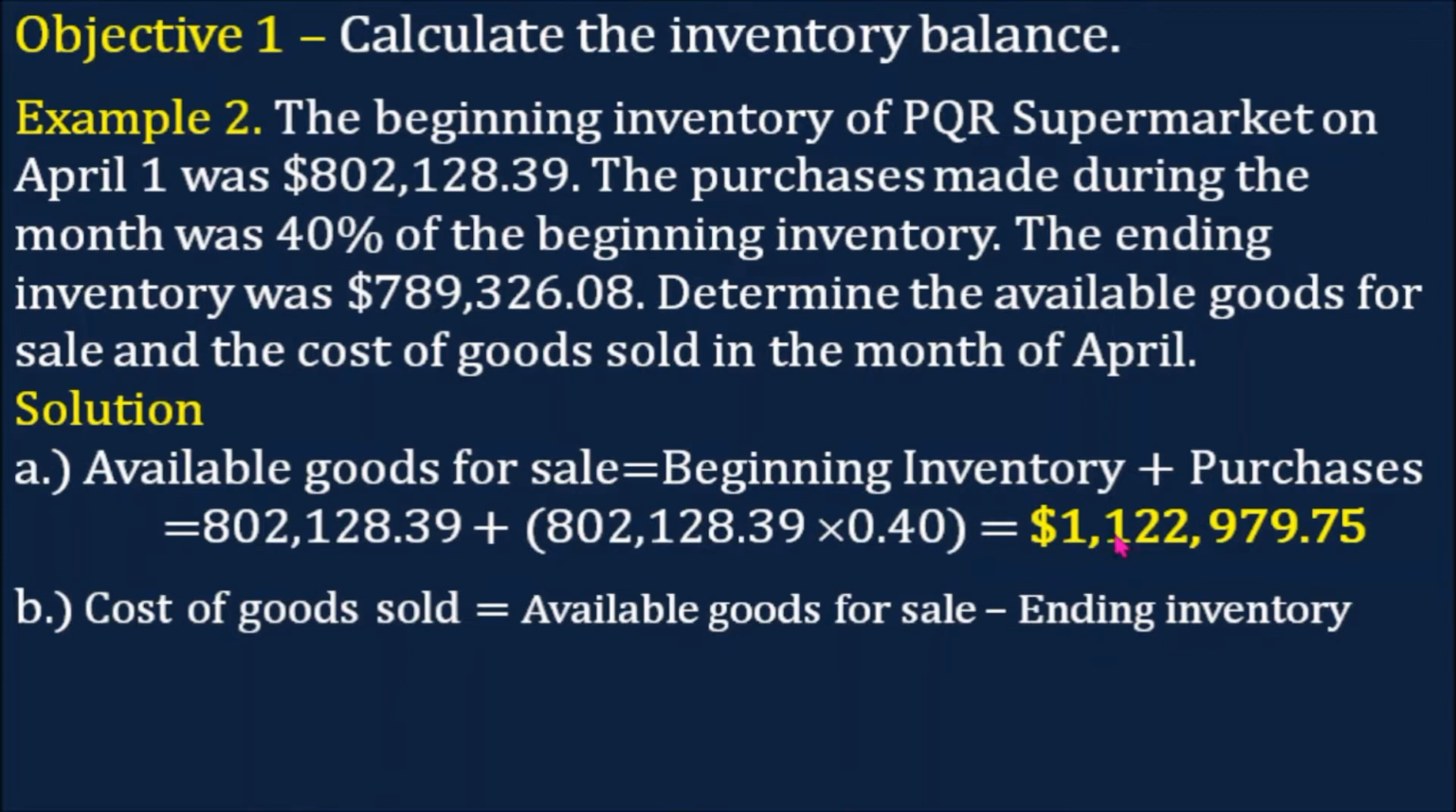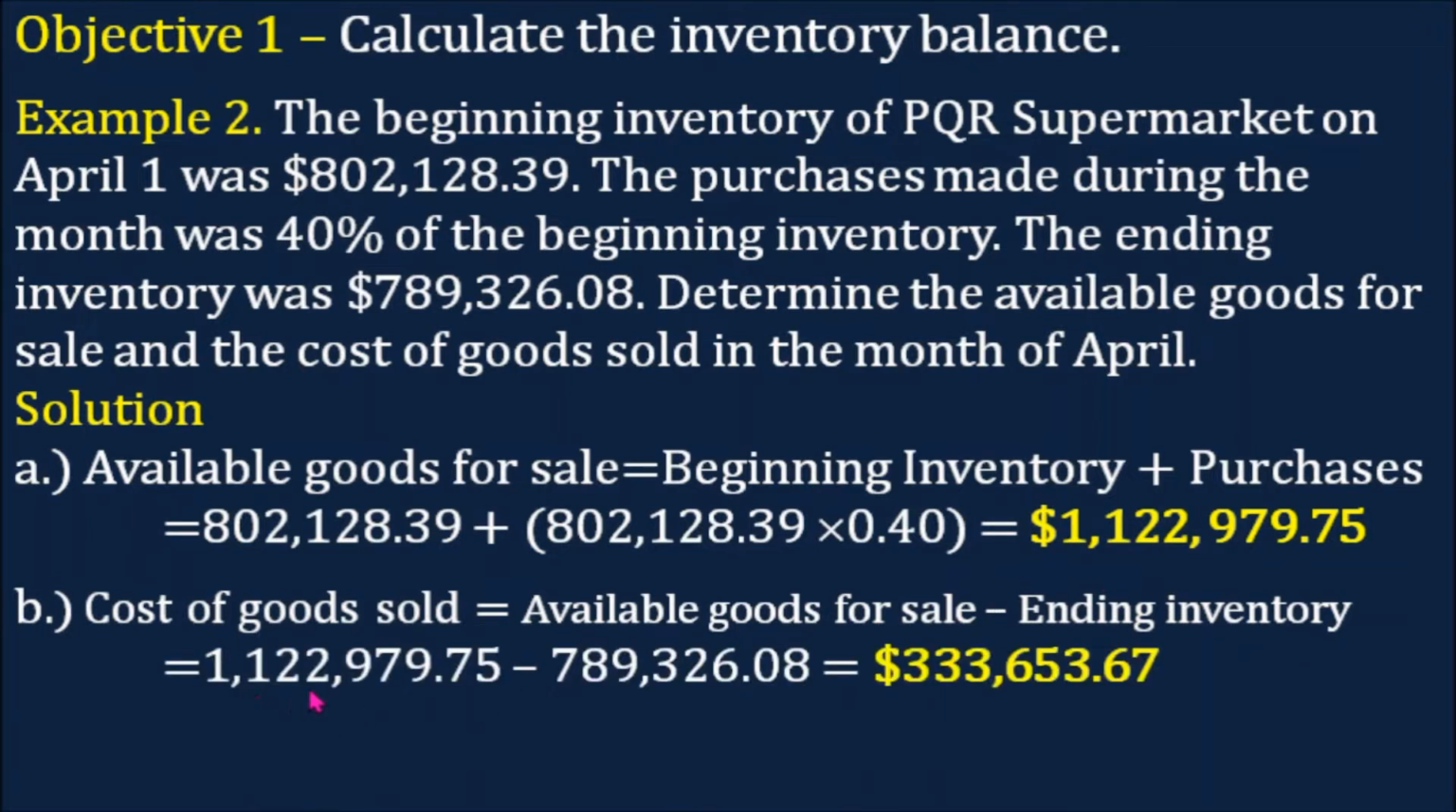So this is our available goods for sale, 1,122,979.75, and we have here the ending inventory, 789,326.08, and the difference is 333,653.67, and this is our cost of goods sold in the month of April.